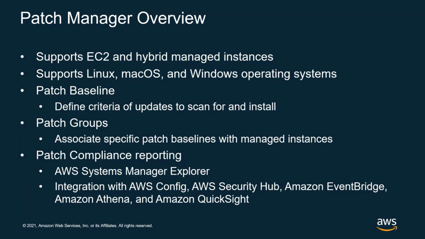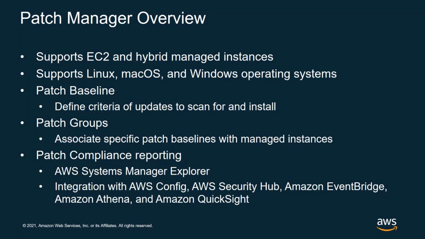And then those updates that are approved by your baseline criteria and are missing will be reported to those patch compliance locations that we were just talking about, where you can then quickly identify which of your overall managed instances are missing updates, as well as what is the overall severity and what specific updates are being marked as missing. This information, like I mentioned, can then be aggregated into Systems Manager Explorer across your overall organization.